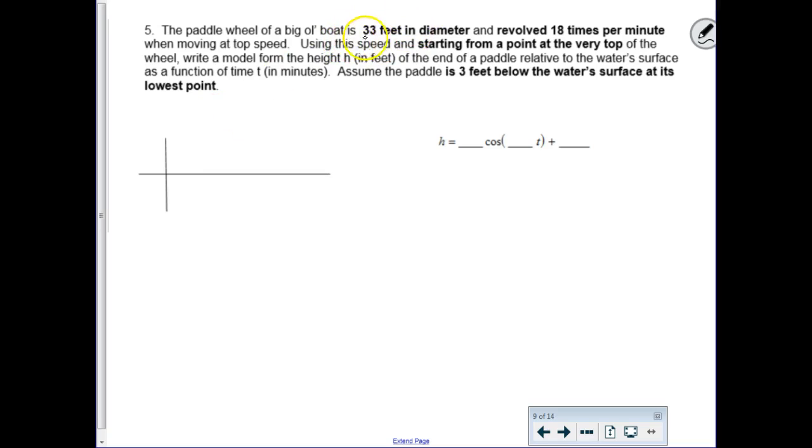Alright, paddle wheel. We have a 33-foot diameter, so kind of like the Ferris wheel, where the diameter of the wheel is going to be the entire range from bottom to top. And then it revolves 18 times per minute. That is frequency. So it's very similar to the Ferris wheel question. And then it does say starting at the very top. So let's see what's going on here. There's one more clue. It says assume that it's 3 feet below the water's surface.